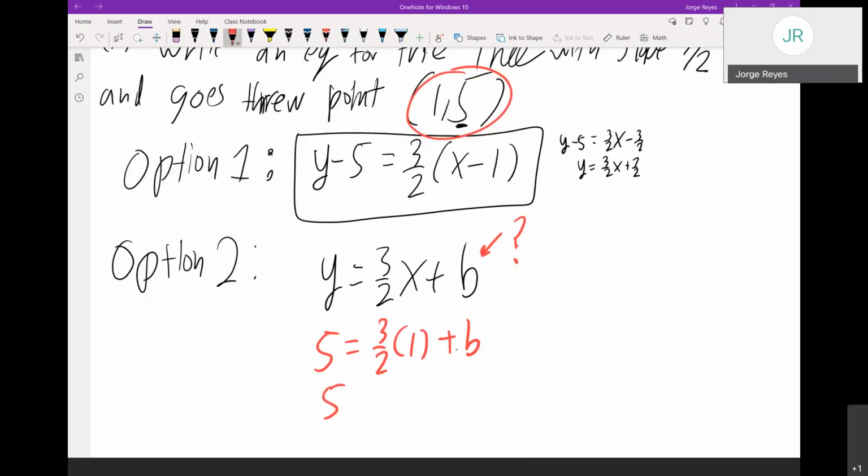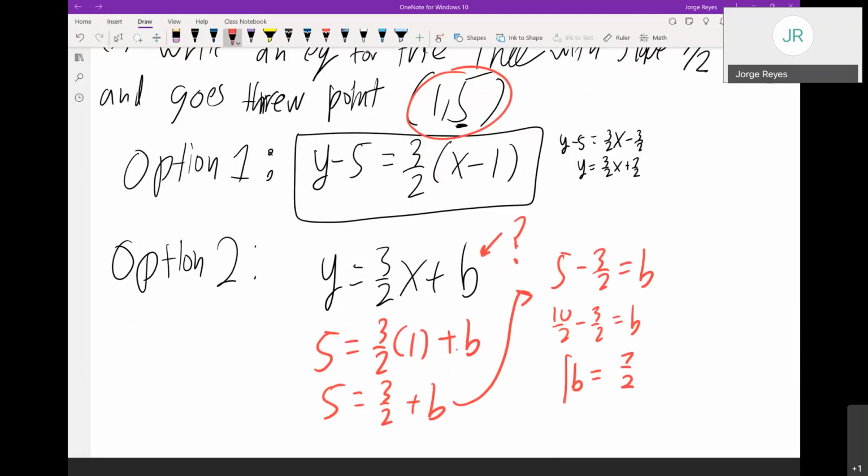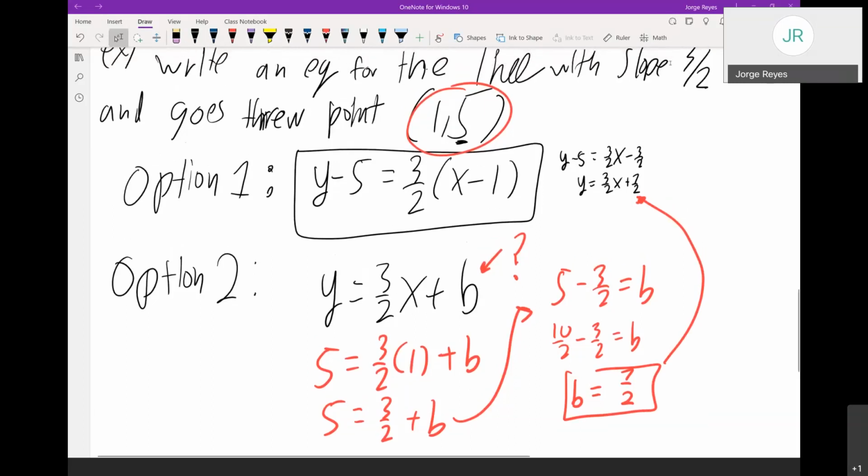And then now we have a linear equation that we know how to solve, right? Subtract 3 over 2 from both sides. 5 minus 3 over 2 equals b. 10 over 2 minus 3 over 2 equals b. b equals 7 over 2. Ta-da, and look, see, they match. Okay. So 2 options. 1, point slope form. 2, slope-intercept form, but you got to plug in and find b. Okay. Pick your favorite. All right, does not matter. But that's how we can use a slope and a point to make a line.